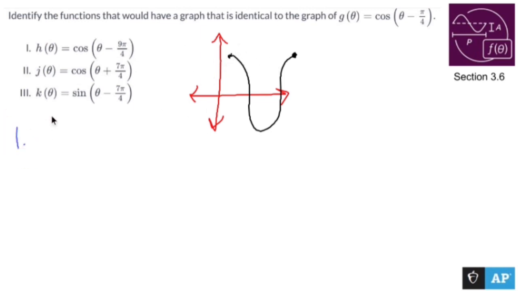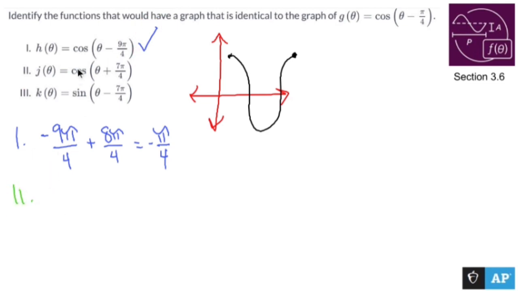So I'm going to take one. I'm going to add 2 pi to negative 9 pi over 4. Adding 2 pi to negative 9 pi over 4 is the same thing as adding 8 pi over 4. I think you can see why. And if you add 8 pi over 4, you get negative pi over 4. So cos(theta - 9 pi/4) is the same as cos(theta - pi/4). So 1 is an option that works.